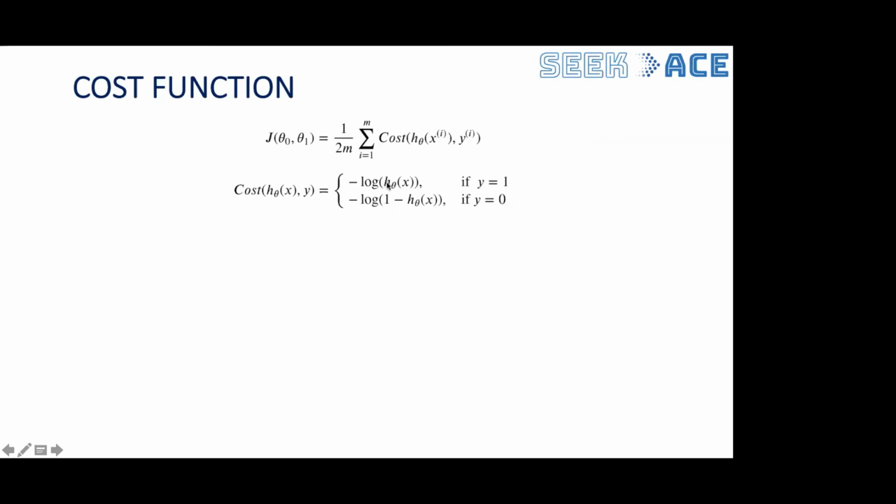If y is 1, then we'll use this one, and if y is equal to 0, then we will use this one. Because log 0 is undefined and log 1 is equal to 0. If we want to predict 1 and our h theta is 1, then our cost should be 0. And if we want to predict 0 and our h theta is 0, then log 1 provides us 0. Because we are predicting right, there is no cost.